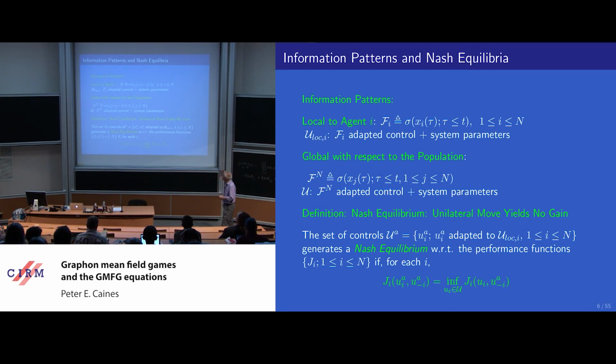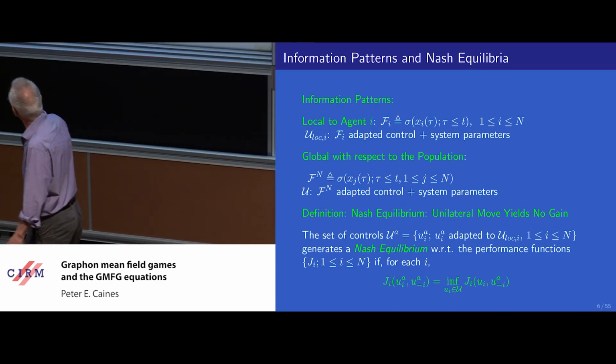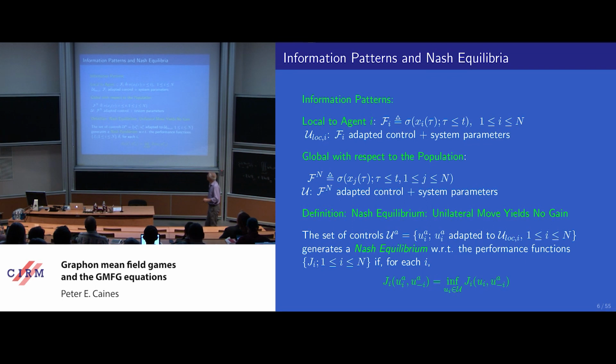Now, the notion of equilibrium which we're using is basic to all of the previous mean field game presentations, and I don't want to overlap with those because they were complete and elegant in the partial differential equation framework which was being presented and used. Here the notion of a Nash equilibrium is, as I'm sure you're familiar with, that a unilateral move by a single agent yields no gain when everybody is using those strategies.